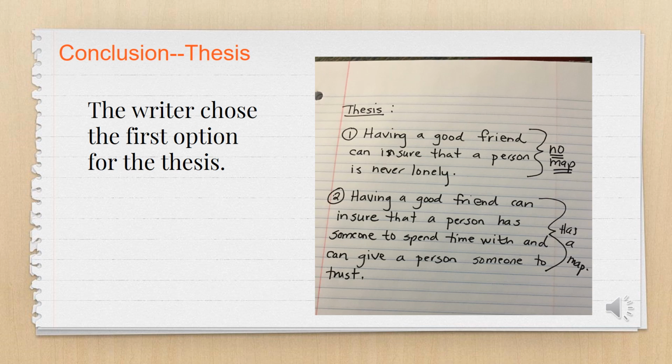In order to write a good super so what, the writer must first review her thesis. Here are the two theses that the writer debated in her first lesson. She chose option number 1. Having a good friend can ensure that a person is never lonely.